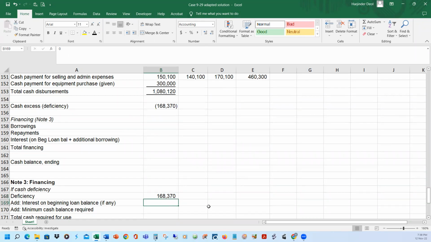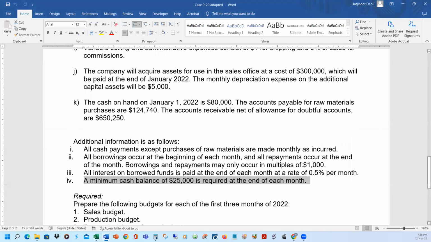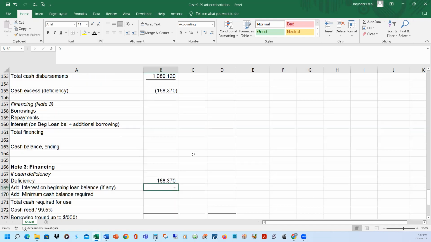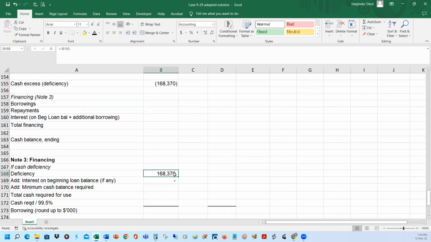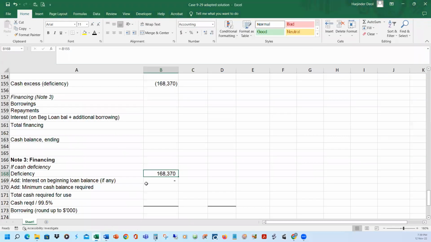Now, what if there was a beginning loan balance? What if the company had already borrowed money? Well, then we would have to factor in interest on that beginning loan balance. There's nothing stated in this case about a beginning loan balance. So in our case, that's not applicable. Now, borrowing 168,370 will only help us cover our deficiency. We need to make sure that we end the month with at least $25,000 of a cash balance. You need to borrow that as well. So add the minimum cash balance required.